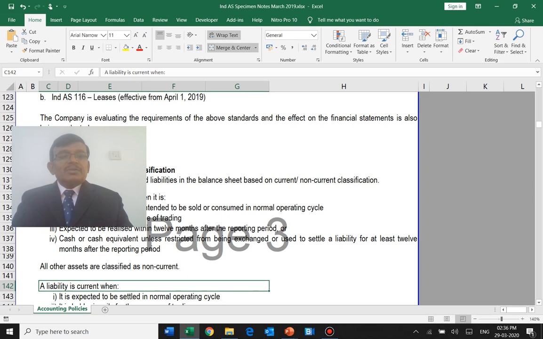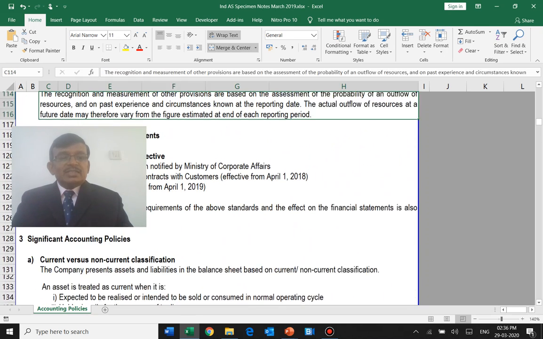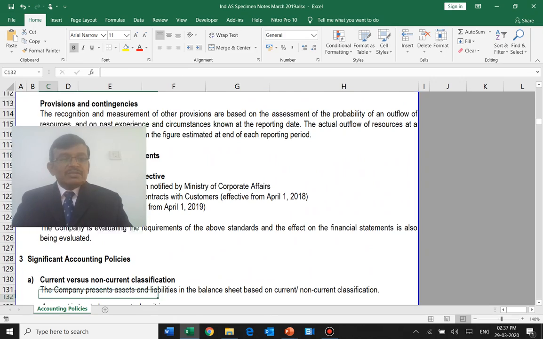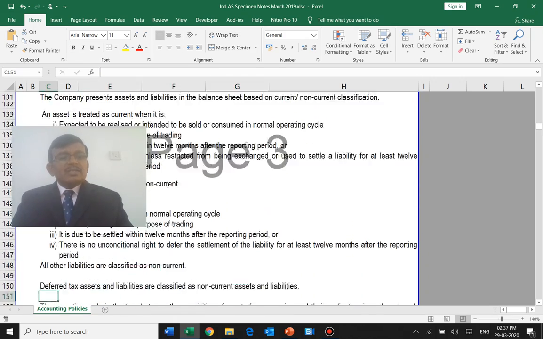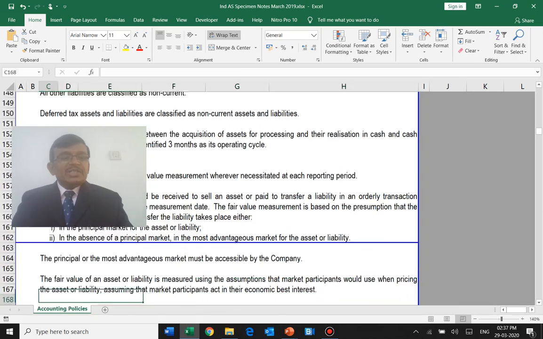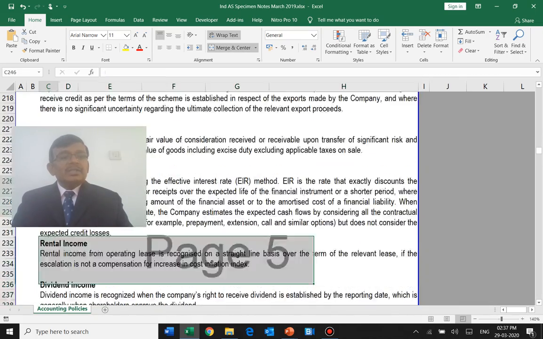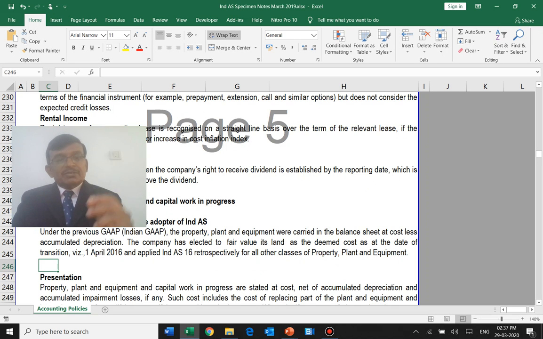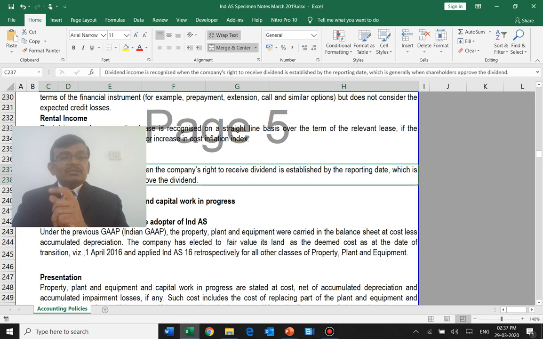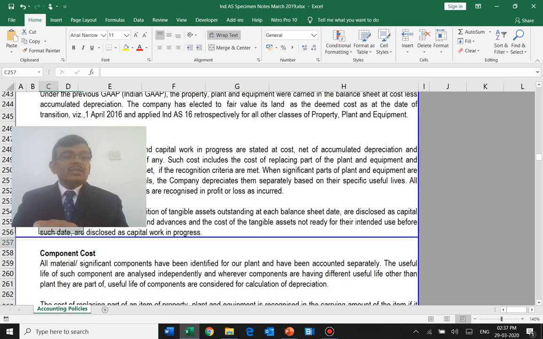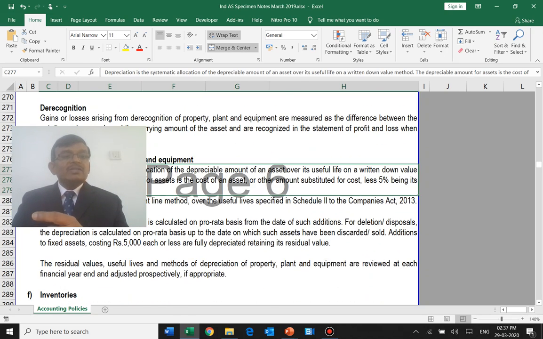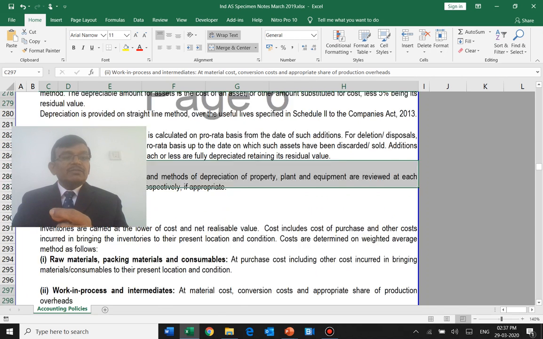And how the company determines the current assets and non-current assets is also given as part of the significant accounting policy. All other significant accounting policies like fair value measurement, revenue recognition for each stream, how the revenue is being recognized, and what is the PPE, what is the capital work in progress, what is the inventory policy.